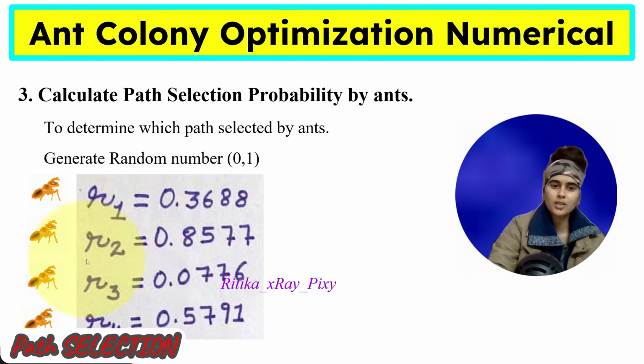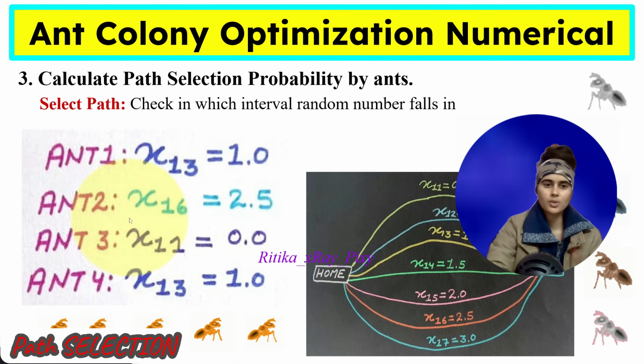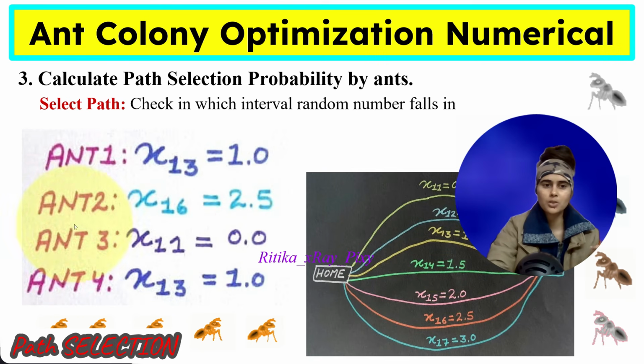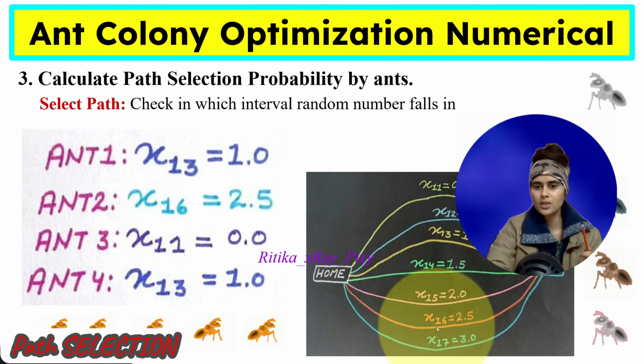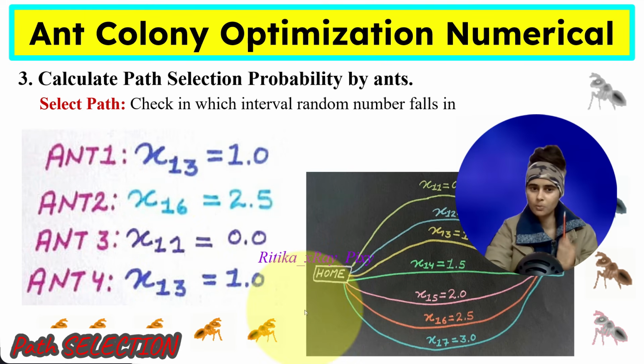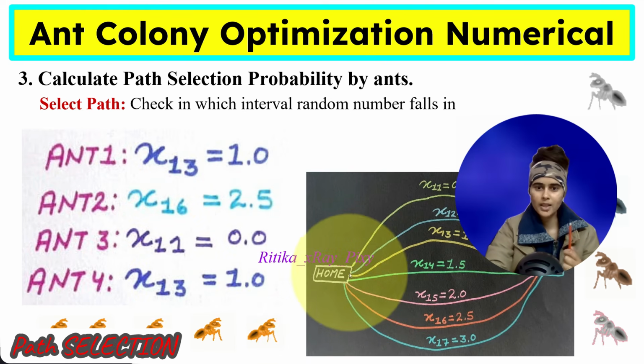Check where these random numbers fall. When you check the result, you will see the first ant selected x13, that is 1.0; the second ant selected x16, value 2.5; the third ant selected x11, that is 0.0; and the fourth ant selected x13, that is 1.0. Right now you can see that 2 ants selected 1 route, that is the best route x13.